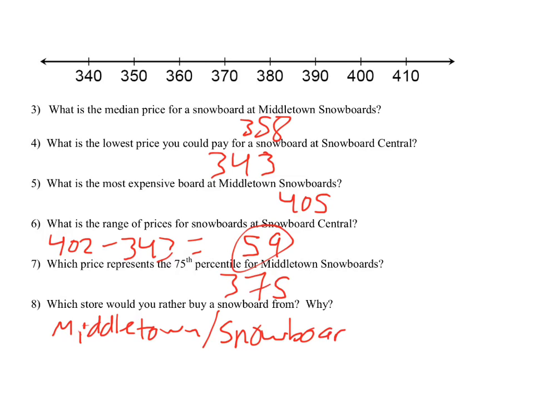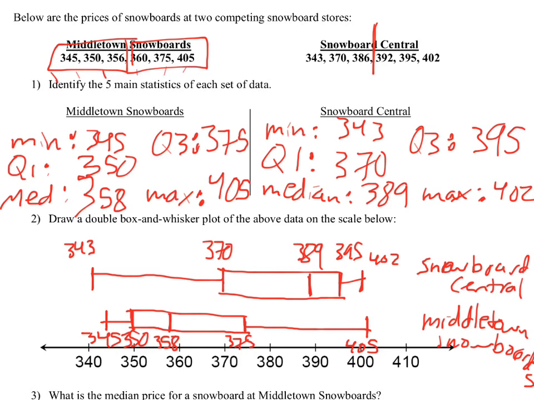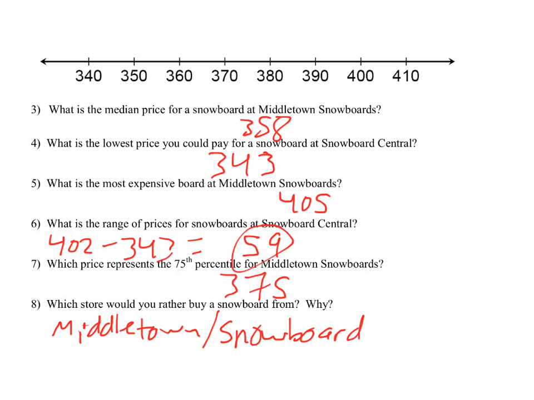I think I do Middletown because I'm kind of a cheap kind of person, and I don't buy the highest quality of stuff, and so most of their snowboards are in the $350 to $375 range. But if you're the type of person who would buy higher quality, and who's to say that these are necessarily higher or lower quality, but usually when you spend more on things, you have higher quality, and so maybe you would buy a snowboard from this one up here. And so there you go. You can put whatever reason. Make sure you have some sort of reason down.